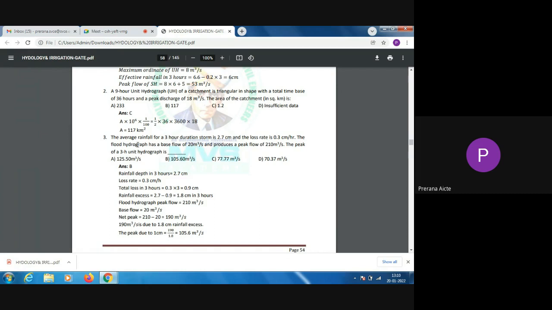Next, the average rainfall for a 3-hour duration storm is 2.7 centimeters and the loss rate is 0.3 centimeter per hour. The flood hydrograph has a base flow of 20 meters per second and produces a peak flow of 210 meters per second. The peak of the 3-hour unit hydrograph is, see, step by step, rainfall depth in 3 hours is 2.7 centimeter. Loss rate is 0.3 centimeter per hour, so for 3 hours, 0.3 into 3, 0.9 centimeter. Rainfall excess means total rainfall minus loss, that is 1.8 centimeter in 3 hours.